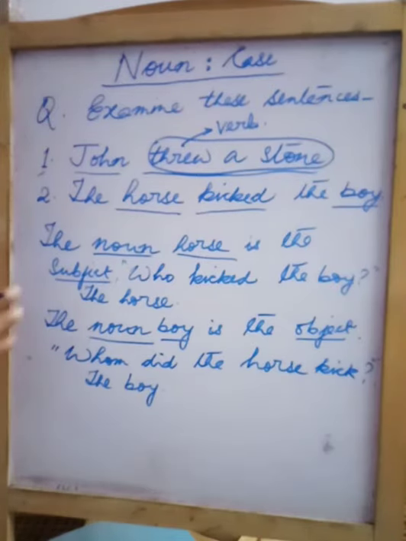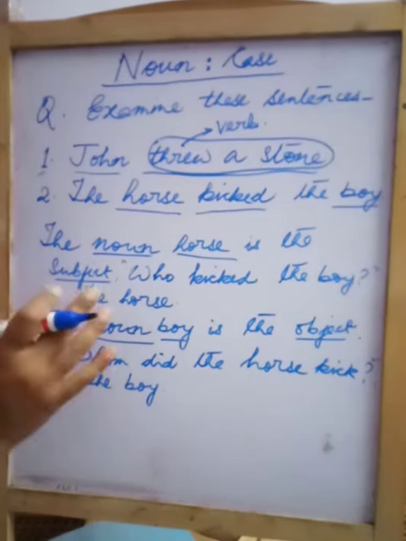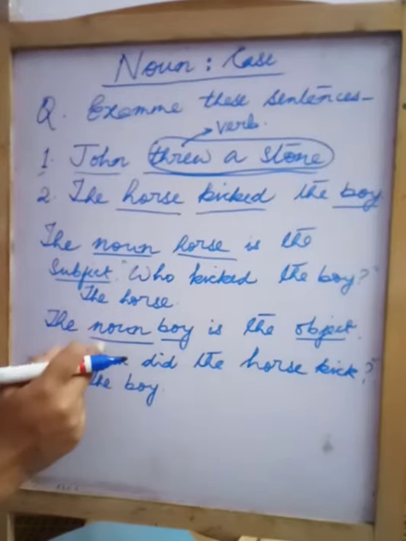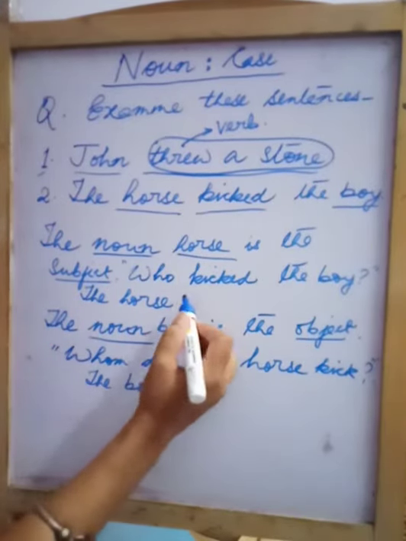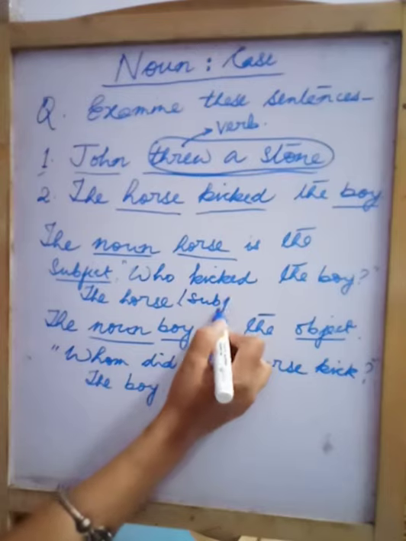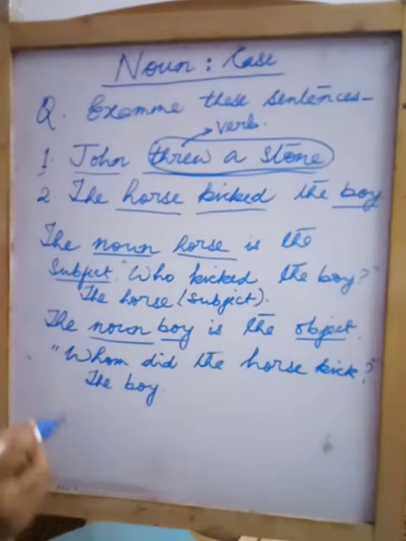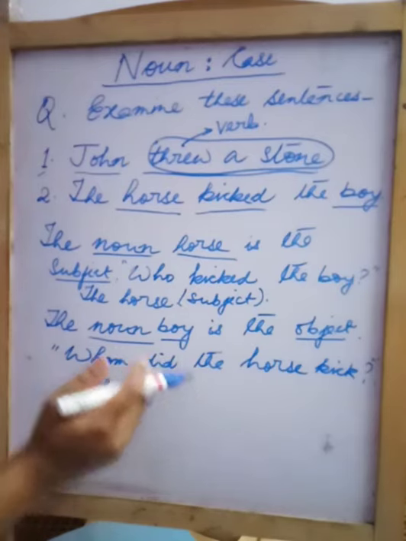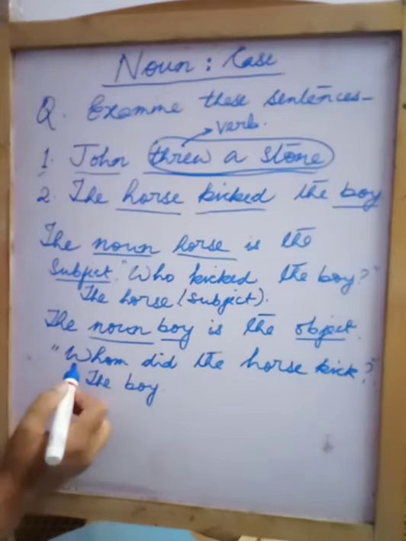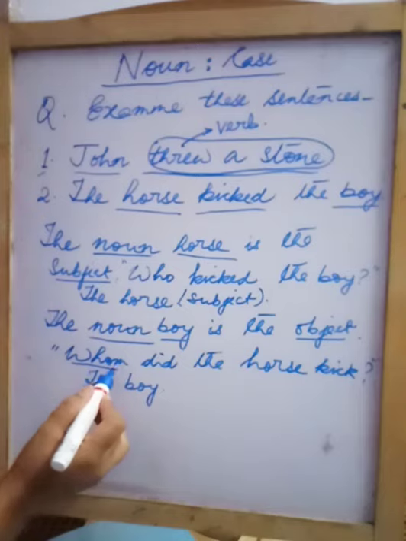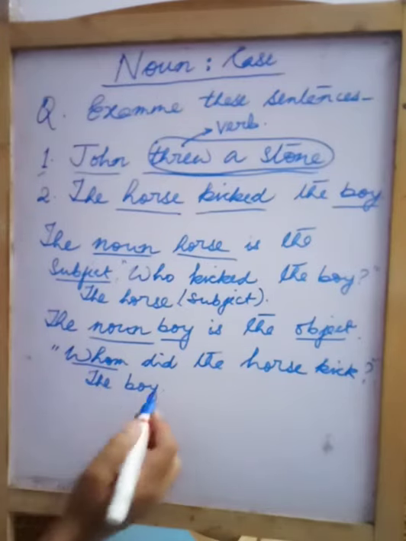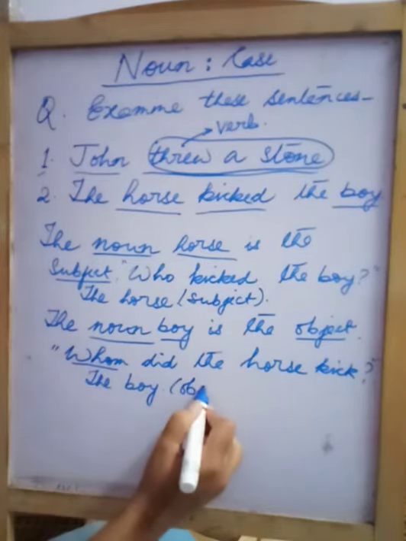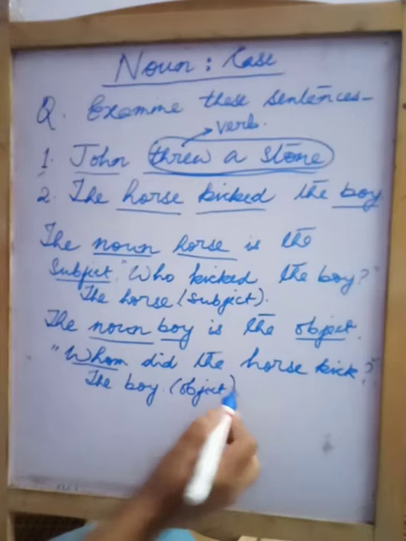Isn't it? So we can ask the question in two ways. Who kicked the boy? The horse. So the horse is the subject here, remember. And if we ask, whom did the horse kick? So we are bringing the object first here, isn't it? Whom. When we say whom, we will have to answer with the object. The object is what? The boy. Isn't it? So there are two ways.